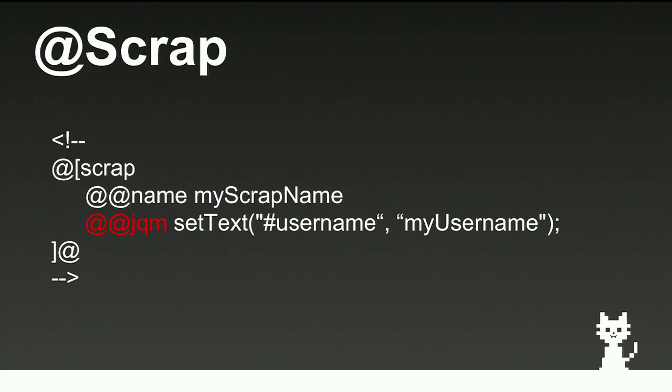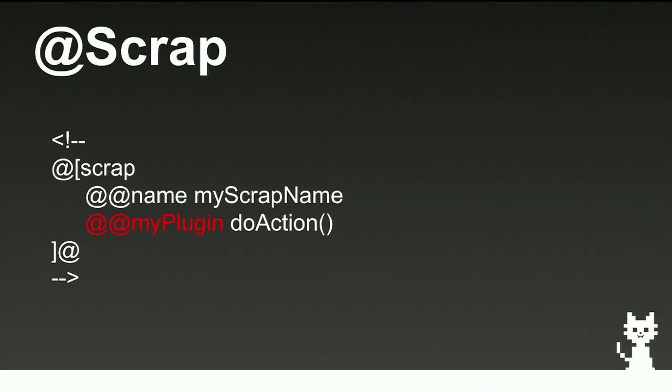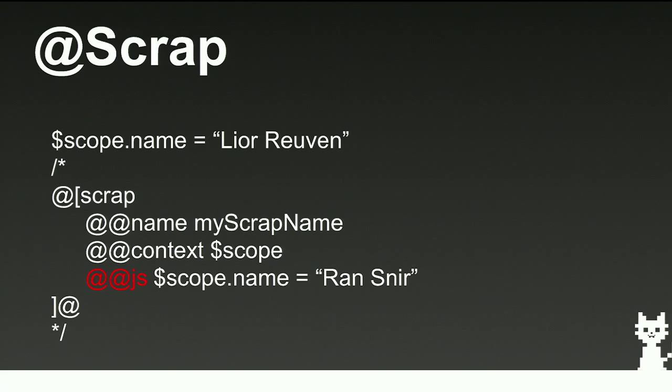Now, scraps are pluggable. You can use the built-in plugins that we already created for you, like the JS assertion if you need to test and check things, Sentry if you like, and the most common one is the jQuery mobile. But if you really like, you can create your own customized plugin for your own needs. But scrap can do a lot more than regular DOM manipulation. Scrap can also manipulate JS objects. As you can see, the scope of AngularJS, that I think you will recognize, is changing from Lior, Reuven to Ran Snir in the test deployment.